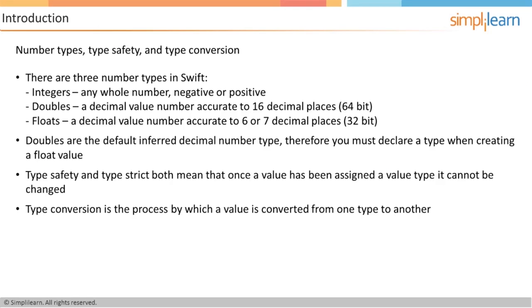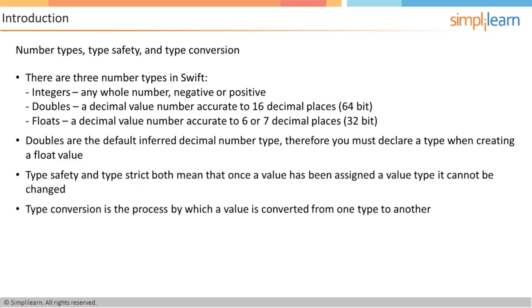You have integers, doubles, and floats. Integers are any whole number, negative or positive. Doubles are a decimal value number accurate to 16 decimal places. Floats are a decimal value number accurate to 6 or 7 decimal places. It's also important to realize that floats were developed for 32-bit systems, while doubles were developed for 64-bit systems.